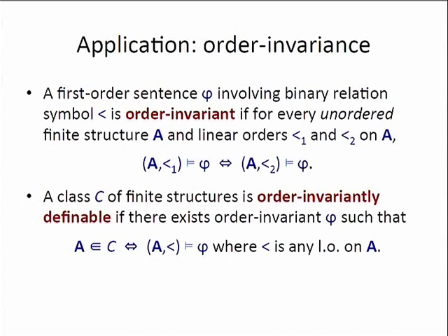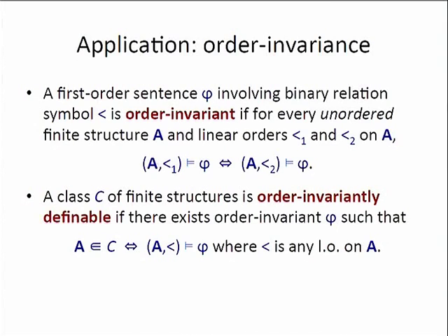Okay, so we'll say that this sentence is order invariant if for every unordered finite structure A, so for every finite structure A without a linear order, if we take any two linear orders on A, then A with the first linear order satisfies phi, if and only if A satisfies phi when we add the second linear order. So, in other words, a first order sentence which speaks about an extra linear order is order invariant if and only if it doesn't depend on the choice of order that you put on the structure.